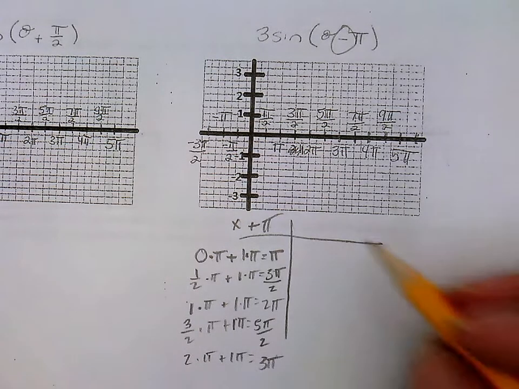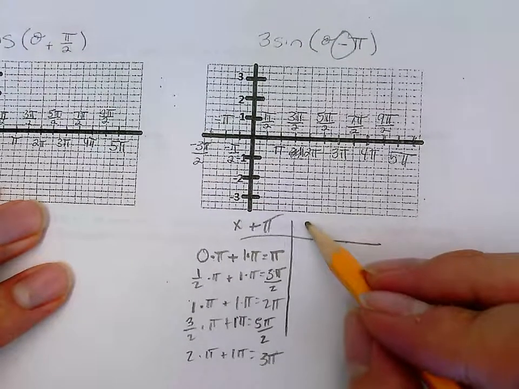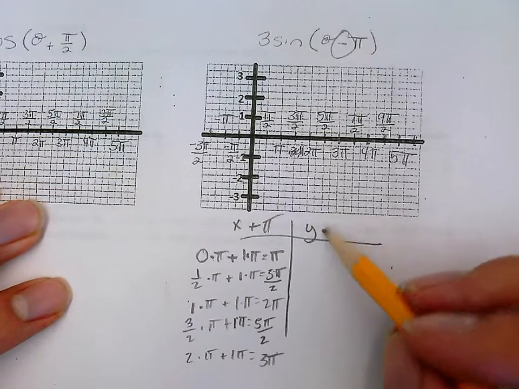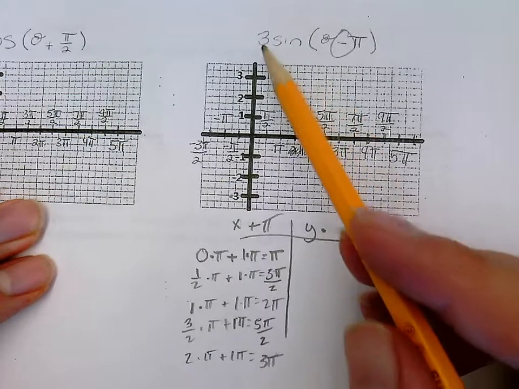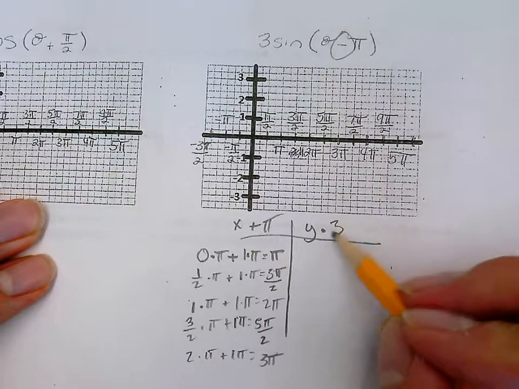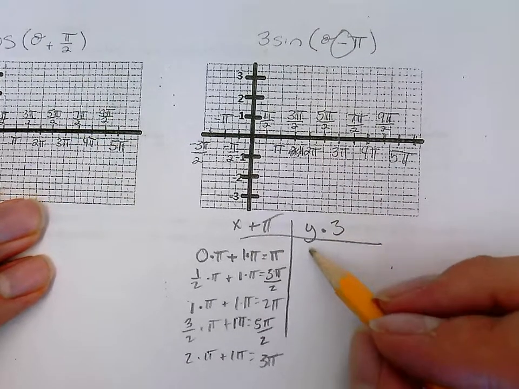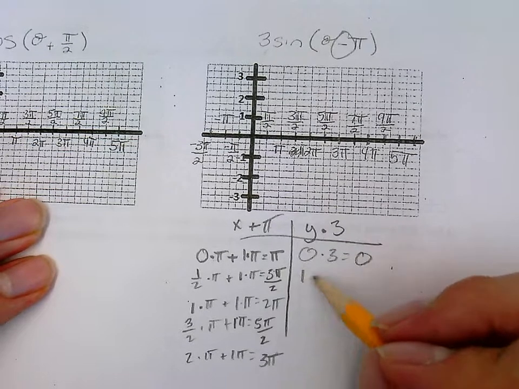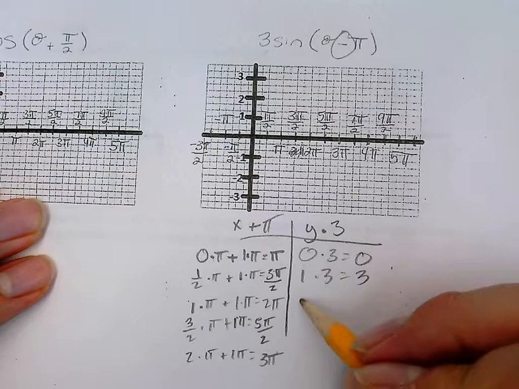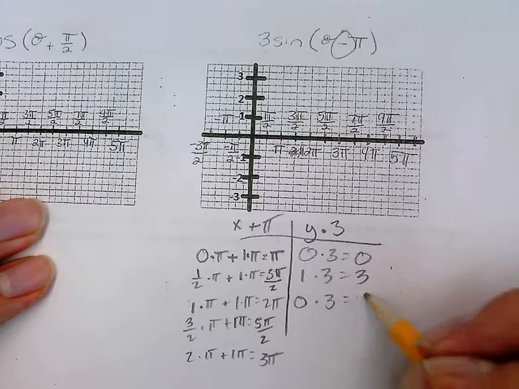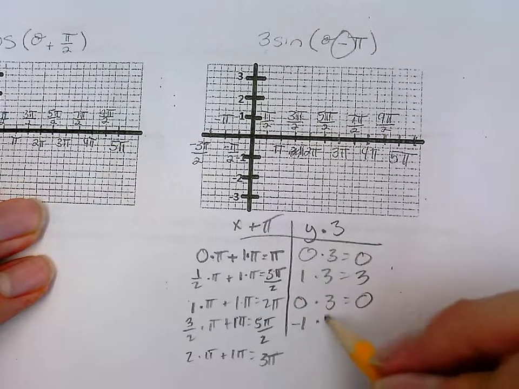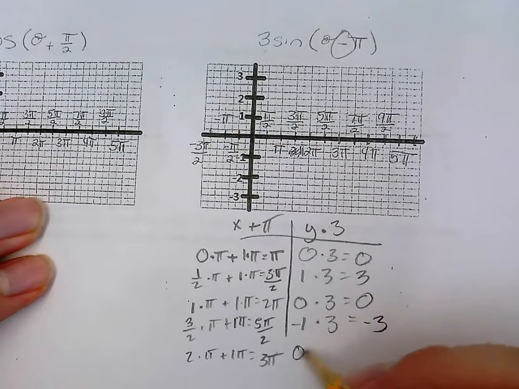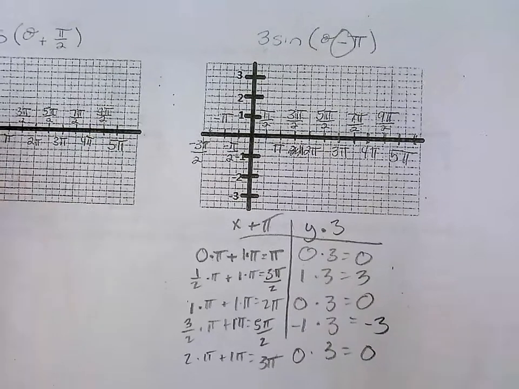Now, whenever you have a number in front of sine, that technically changes the amplitude. And the amplitude is just the y values. And the y values are always being multiplied. In this case, we're going to multiply all the y's by 3. So the first y value was 0. 0 times 3 gives me 0. Then it was 1 times 3 gives me 3. This would give me 0 times 3, which gives me 0. Negative 1 times 3, which gives me negative 3. And then finally 0 times 3 again, which gives me 0.